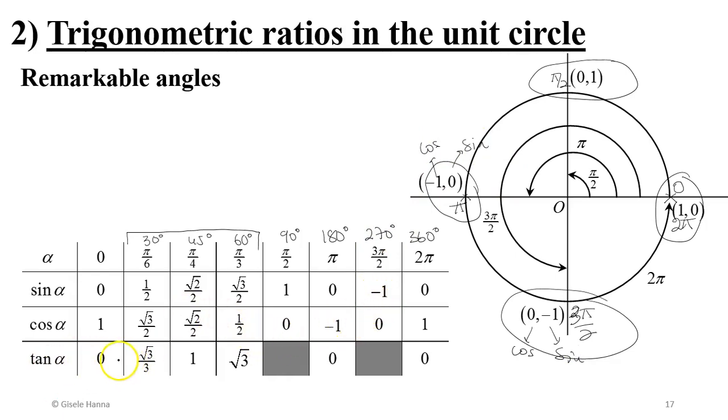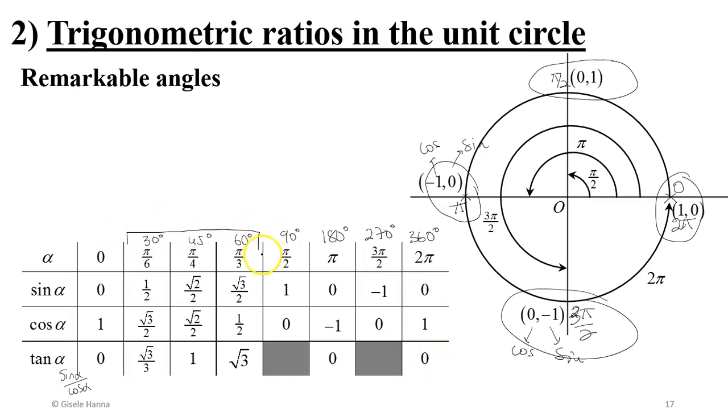However, regarding their tan, if you know sine and cosine, all you have to do is just divide sine by cosine. So over here, just by taking sine alpha over cosine alpha, 0 over 1 is 0. However, 1 over 0 is undefined. It's infinite, that's a limit. And 0 over negative 1 is 0. Negative 1 over 0 is undefined. And 0 over 1 is also 0.